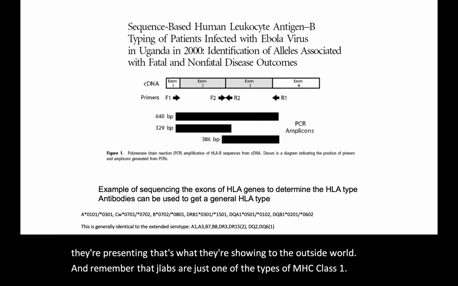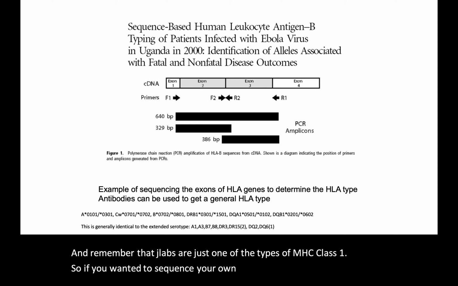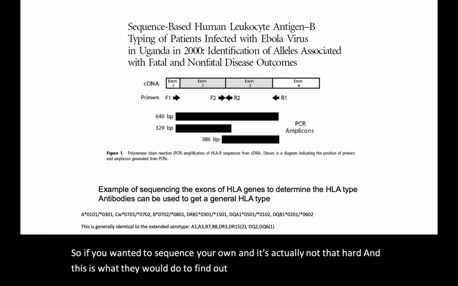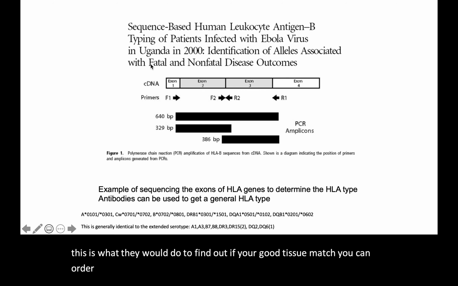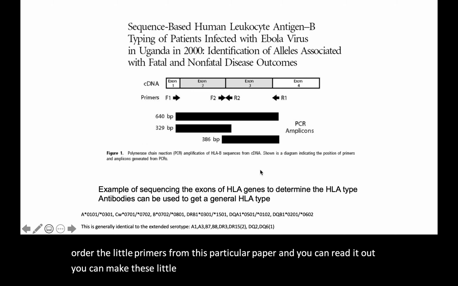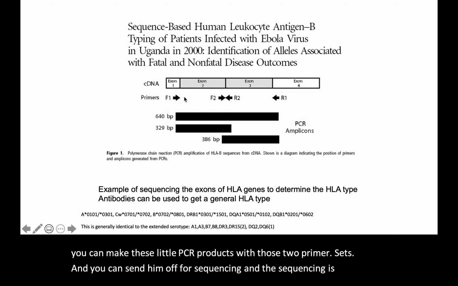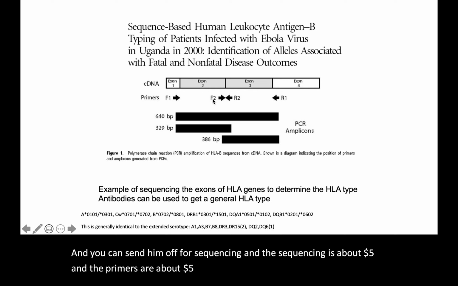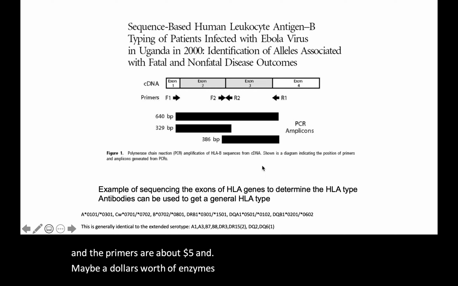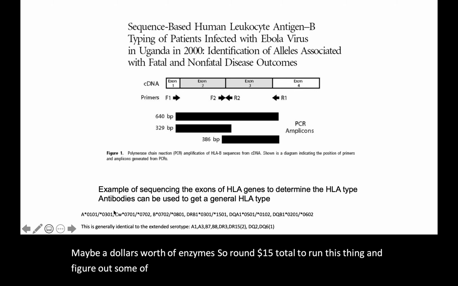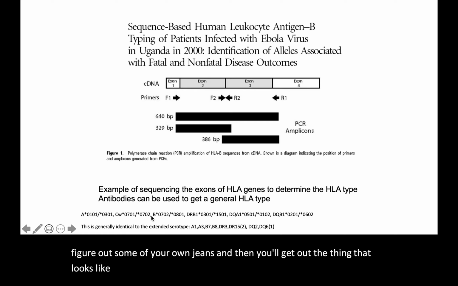So if you wanted to sequence your own, it's actually not that hard. And this is what they would do to find out if you're a good tissue match. You can order the little primers from this particular paper, and you can make these little PCR products with those 2 primer sets. And you can send them off for sequencing. And the sequencing is about $5, and the primers are about $5, and maybe $1 worth of enzymes. So around $15 total to run this thing and figure out some of your own genes. And then you'll get out a thing that looks like this. So, for example, this would be one person's full HLA type.